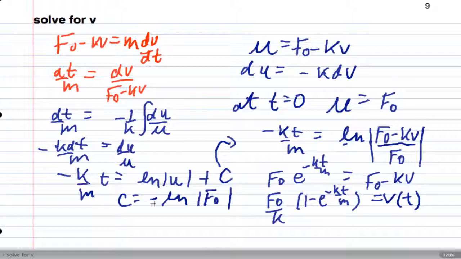And by the way, if I asked you for the terminal velocity, that would end up being F0 over k, which you can check. All right.